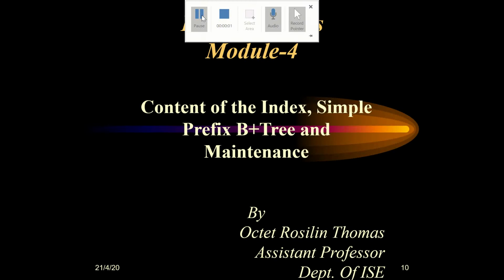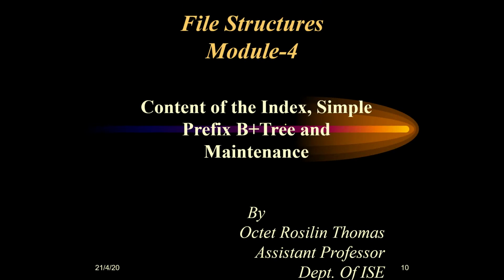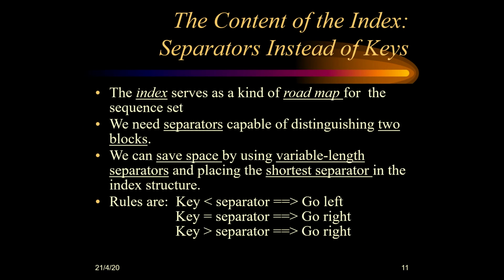So today we'll see the contents of index: simple prefix B+Tree and maintenance. In this topic, we mainly see indexes, as we have already seen. An index is a concept used in B-trees for improving the efficiency of saving an index inside memory if I'm having an index of large size. So here we are going to see another index technique which can be used.